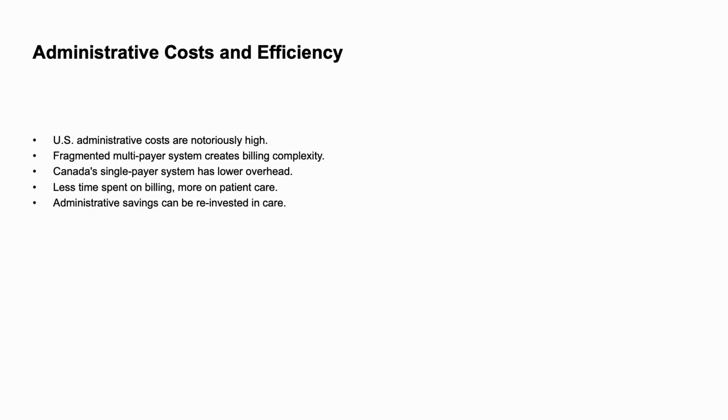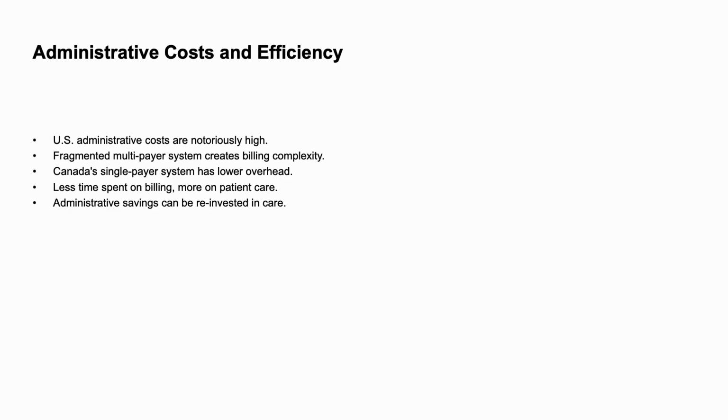One of the most significant economic differences between the two systems is the level of administrative overhead. Due to its fragmented, multi-payer structure, the U.S. system is incredibly complex to administer. Each provider must deal with a multitude of different insurance companies, each with its own set of billing codes, reimbursement rules, and bureaucratic processes. This means that a large portion of healthcare spending is not going towards patient care, but towards billing, coding, and negotiating with insurers. Some estimates suggest that the U.S. has administrative costs that are 3 times higher per capita than Canada's.